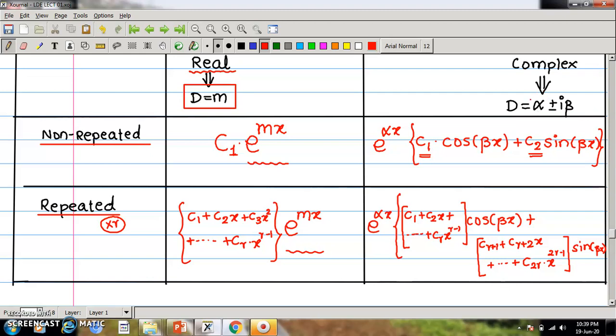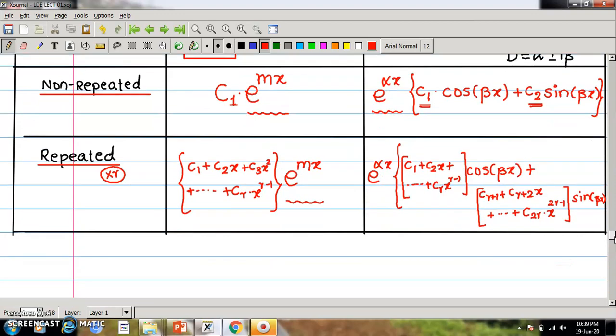Always remember, the real part is represented in terms of an exponential function and the imaginary part of the root is given in terms of a trigonometric function. That's it. So this is the table.